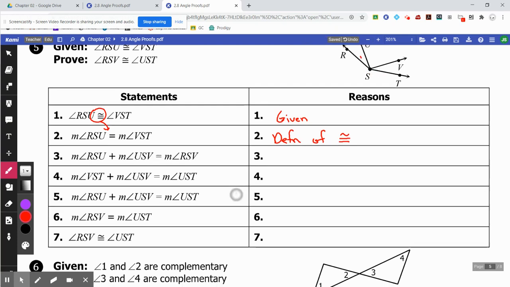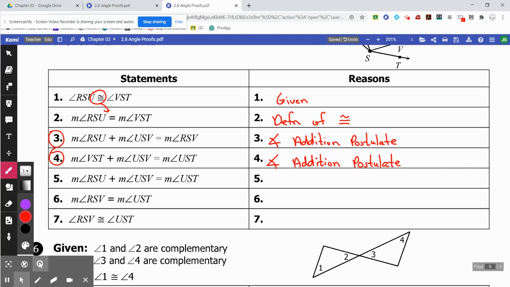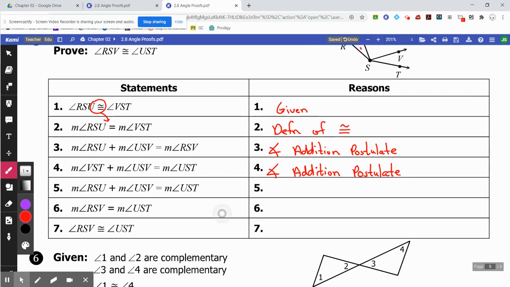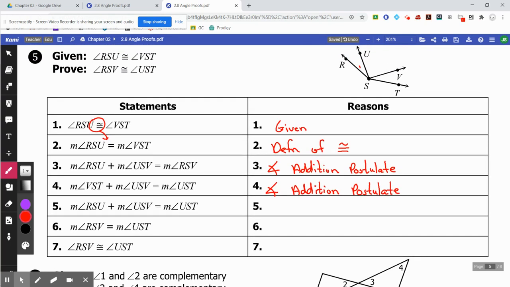That would be your angle addition postulate, and both of these statements are going to be your angle addition postulates. And again, those could have actually been combined into the exact same step. You didn't have to do that as two different steps. And then finally on step number 5, it says the measure of RSU plus USV is equal to UST. And all we did there was use our substitution. We knew that VST was the same thing as RSU, so we took out VST right here.